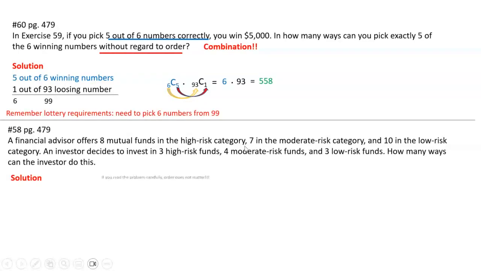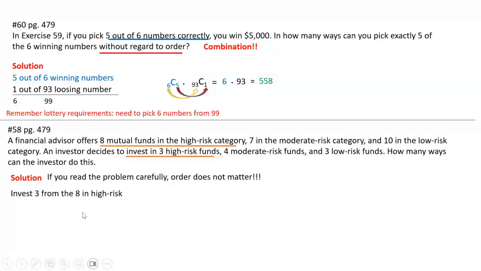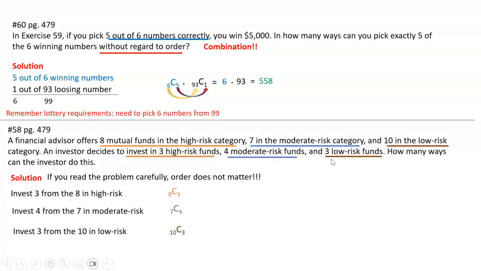Okay, so here we go. Solution. If you read the problem carefully, order does not matter. So it's going to be combination. From the 8 high risk category, they want to invest in 3. It's going to be 8 combination 3. From the 7 in the moderate risk category, they're going to invest in 4 of them. So it's going to be times 7 combination 4. And then finally, on the low risk, there's 10, and they want to invest in 3. So it's going to be 10 combination 3.